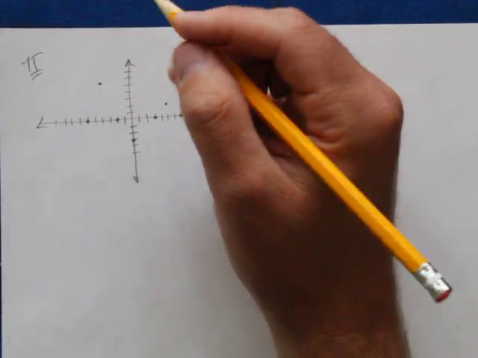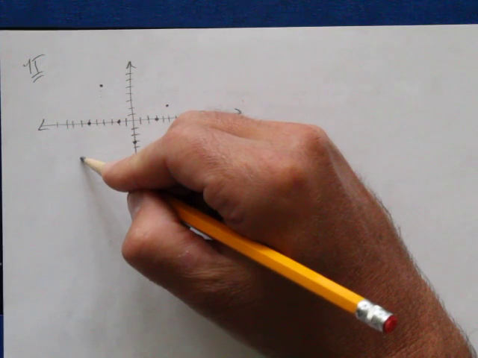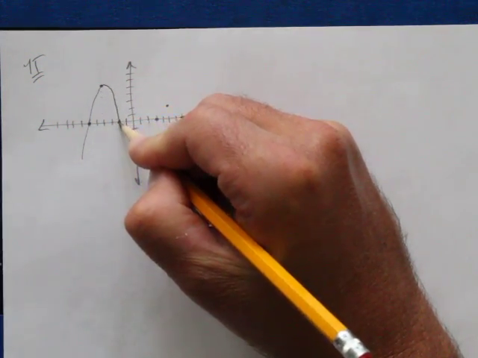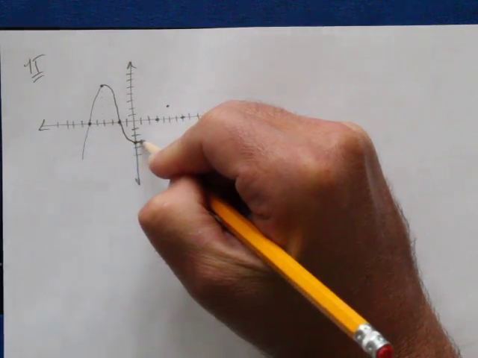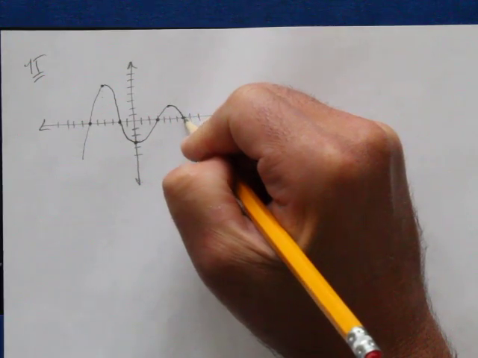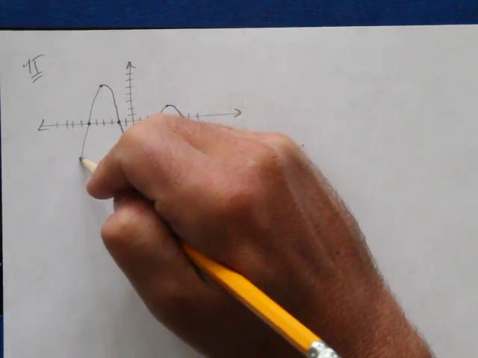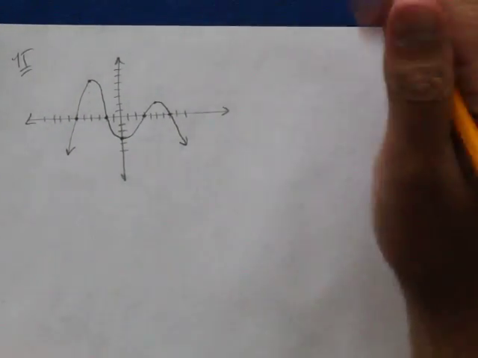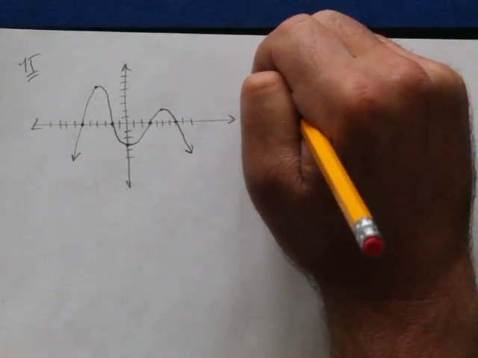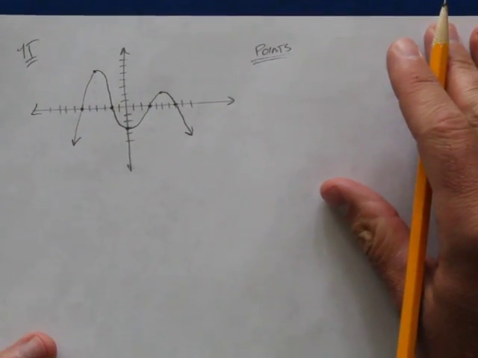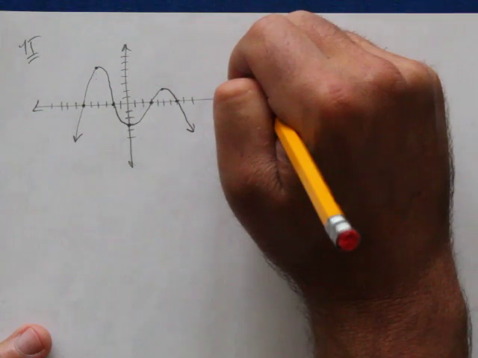Okay, let's draw this thing. So we're going to start down here at the bottom. I'm going to go up, go through that point, go down, go through this point, keep going to the right, up, down, like this. Now we're going to interpret this graph. So we want points. Tell me the points for all of these things that it makes sense to do a point for. So we want the extrema.